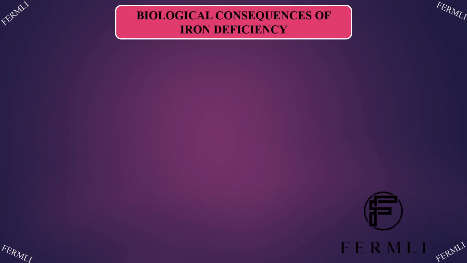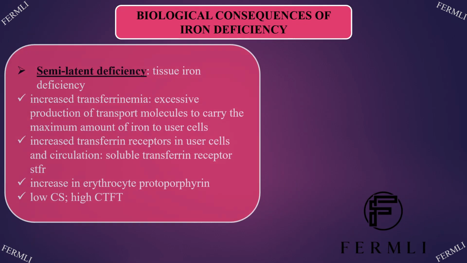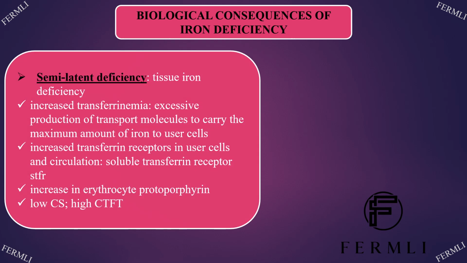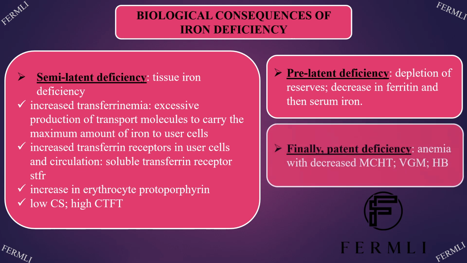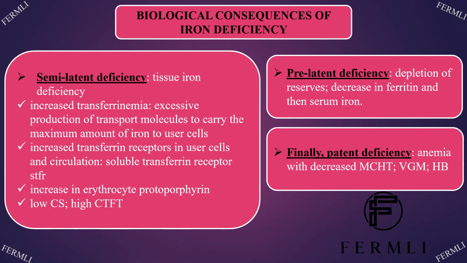Biological consequences of iron deficiency. Semi-latent deficiency: tissue iron deficiency, increased transferrinemia, excessive production of transport molecules to carry the maximum amount of iron to user cells, increased transferrin receptors in user cells and circulation, soluble transferrin receptor sTfR, increase in erythrocyte protoporphyrin, low CS, high CTFT. Prelatent deficiency: depletion of reserves, decrease in ferritin and then serum iron. Finally, patent deficiency: anemia with decreased MCHC, MCV, HB.